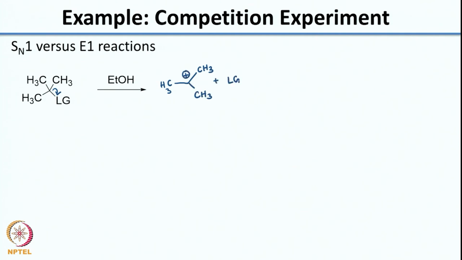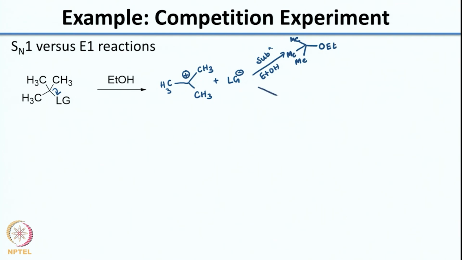Plus the leaving group. Now, after this it can undergo substitution or elimination. So, if it undergoes substitution, the product that you get would be, in this case your nucleophile is ethanol. So, the product you get would be OEt. Again, I am not showing the proton transfer step.